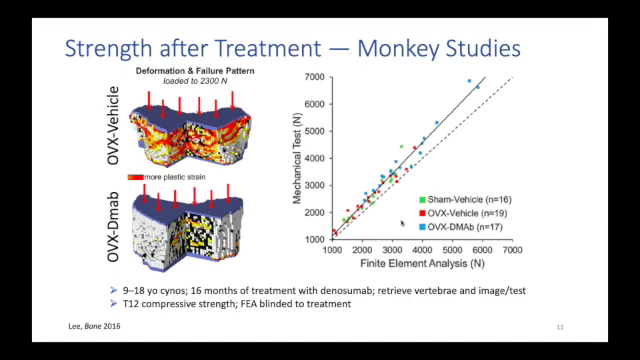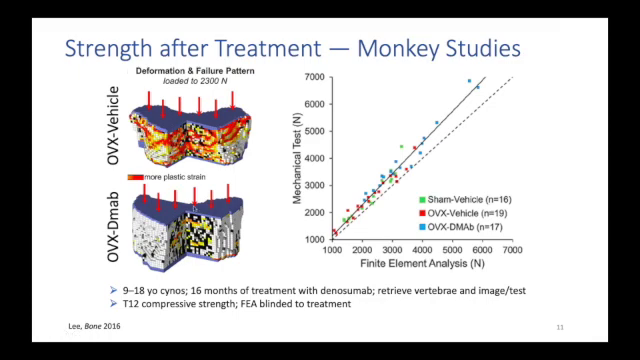So this is an experiment we did on older monkeys, 8 to 19 years old, that had 16 months of treatment with a drug called denosumab. That's an osteoporosis drug. It's a pretty powerful drug that stops bone loss and can increase bone strength. And it was compared against a sham and an ovariectomized group with a vehicle. The monkeys that had the denosumab were also ovariectomized to simulate osteoporosis. So there were 3 groups of these animals.